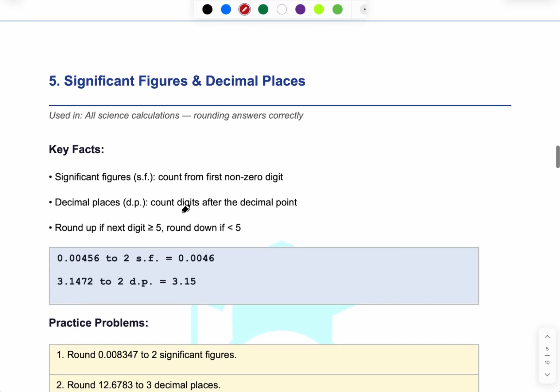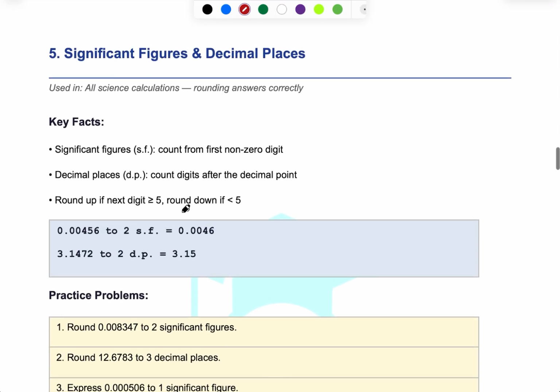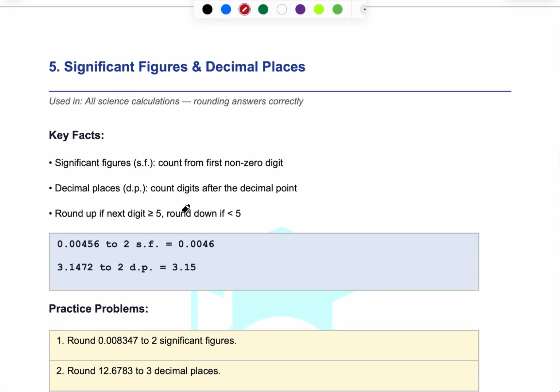Let's go to the next one. Significant figures and decimal places. You need to be able to find numbers in significant figures.